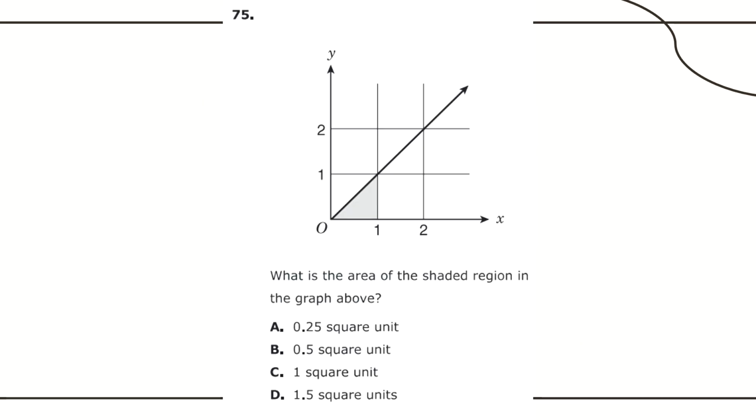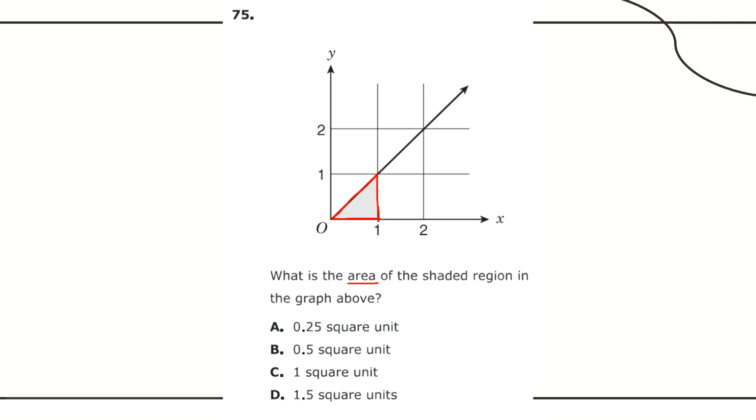Moving on to the next question. In this question, it gives us some sort of graph with a line, and it says, what is the area of the shaded region in the graph above? Well, the shaded region is this region right here, and it is in the form of a triangle, and it's asking for the area of this triangle.